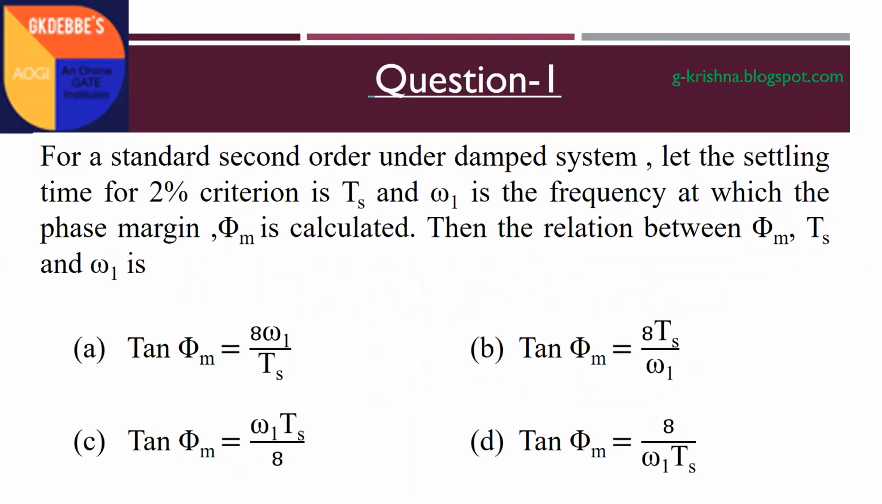For a standard second order underdamped system, let the settling time for the 2% criterion be Ts, and omega n1 is the frequency at which the phase margin phi-m is calculated. Then the relationship between phase margin phi-m, settling time Ts and omega 1 is. These are the options given for us. Let us go to the solution.